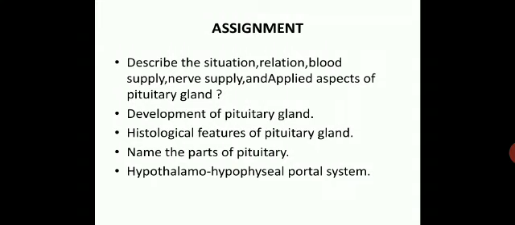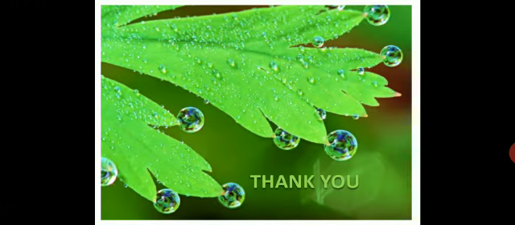So now the questions for assignment. Describe the situation, relations, blood supply, nerve supply and applied aspects of the pituitary gland, development of the pituitary gland, histological features of the pituitary gland, and name the parts of the pituitary, and the hypothalamo-hypophyseal portal system. Thank you.